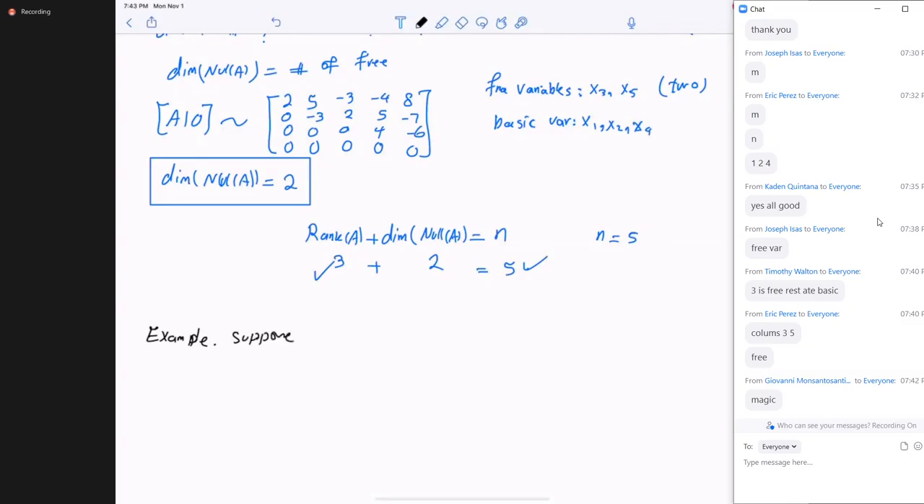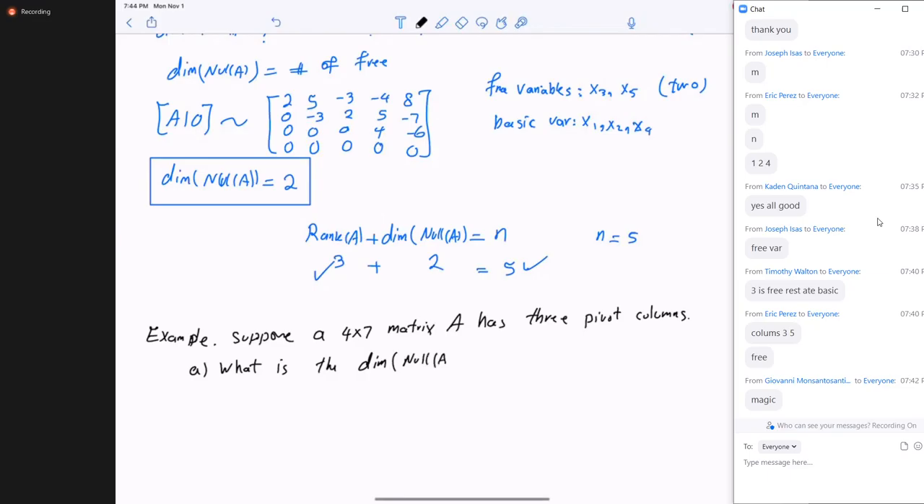Suppose a 4 times 7 matrix A has 3 pivot columns. Now part A: what is the dimension of the null space of A? Part B: Is the column space of A equal to R3, right?